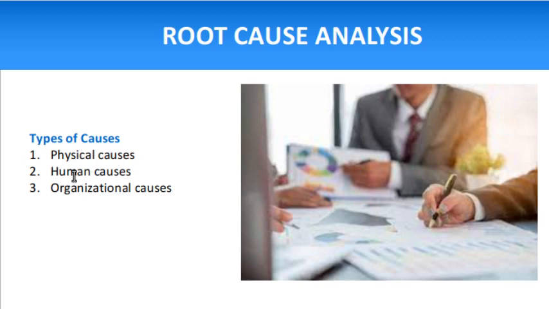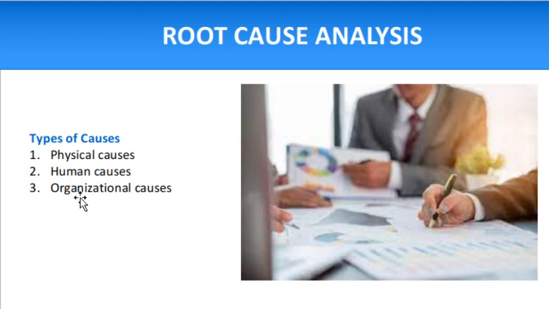The second reason is the human causes. Human causes means that, for example, humans have made some mistakes. We all know we can make mistakes. We mistakenly do something that should not have been done. So the second is the human causes.